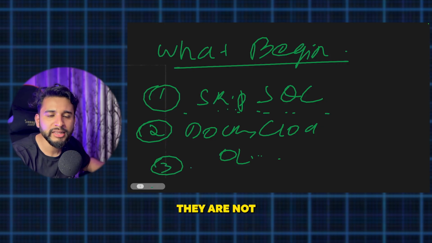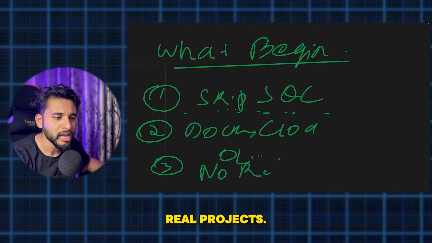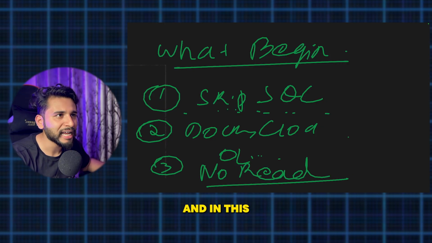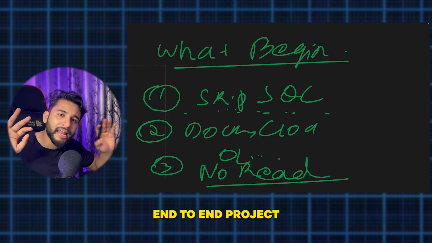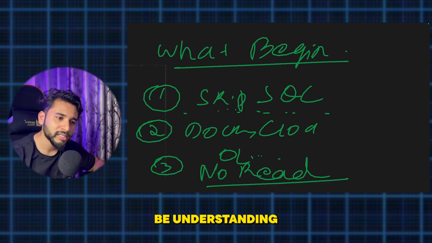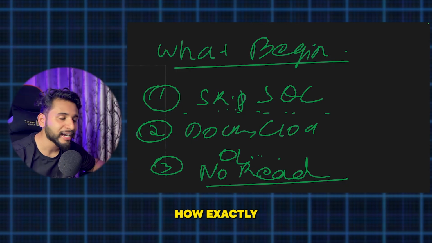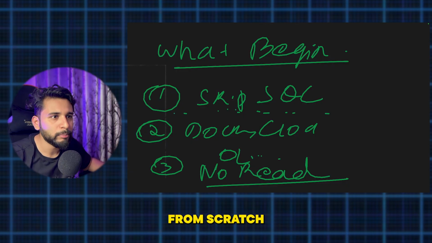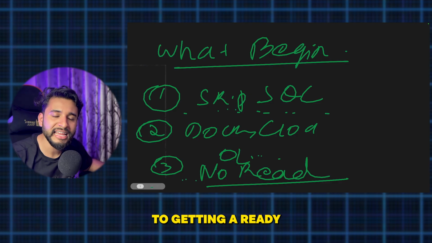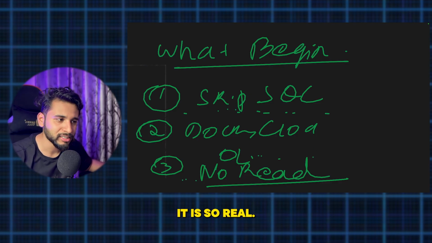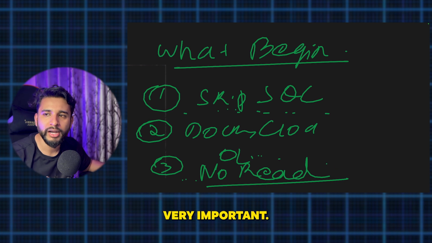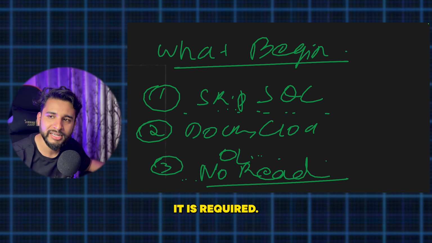The third mistake that I have seen is that they don't have any real projects. You need to make some real projects. In this DataX bootcamp I also guide on live, end-to-end projects, so you will understand how exactly a project is made from scratch to a ready, resume-ready project. So a real project is very, very important if you want to explore all these things.